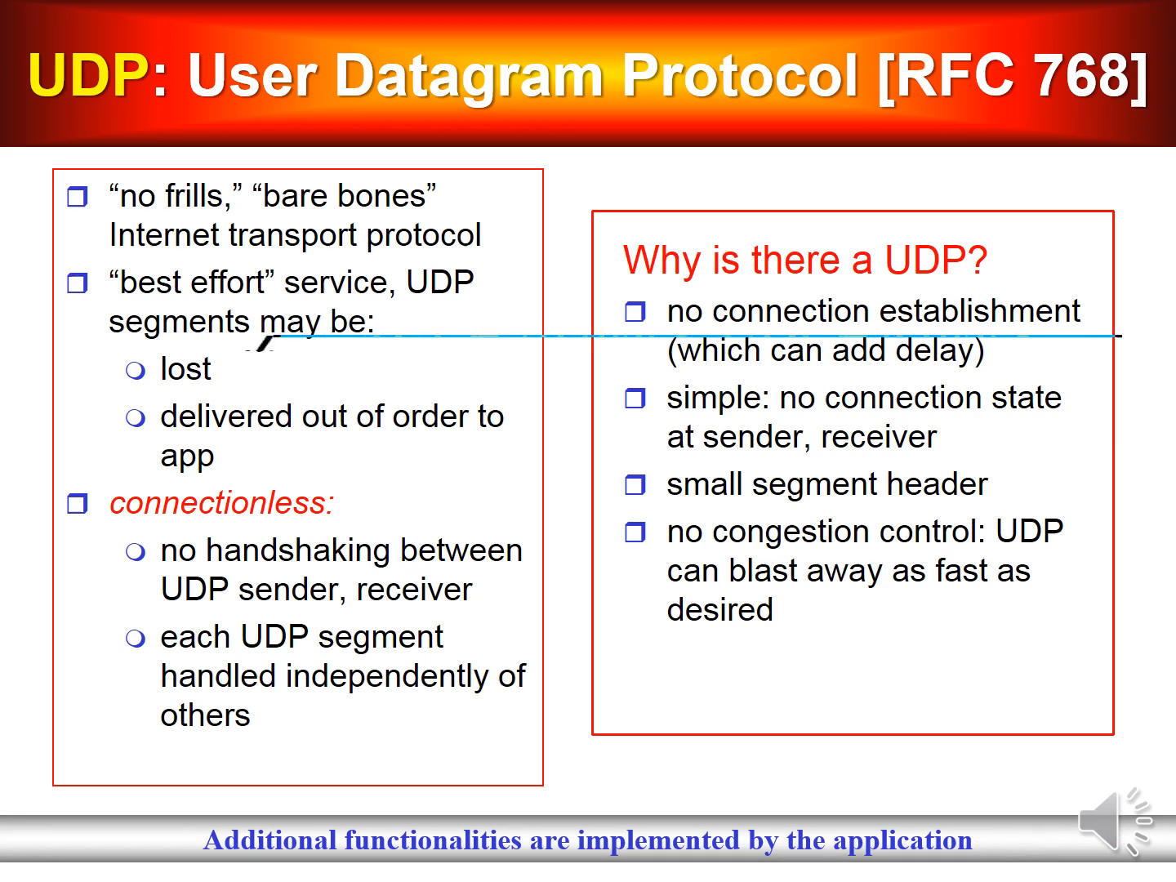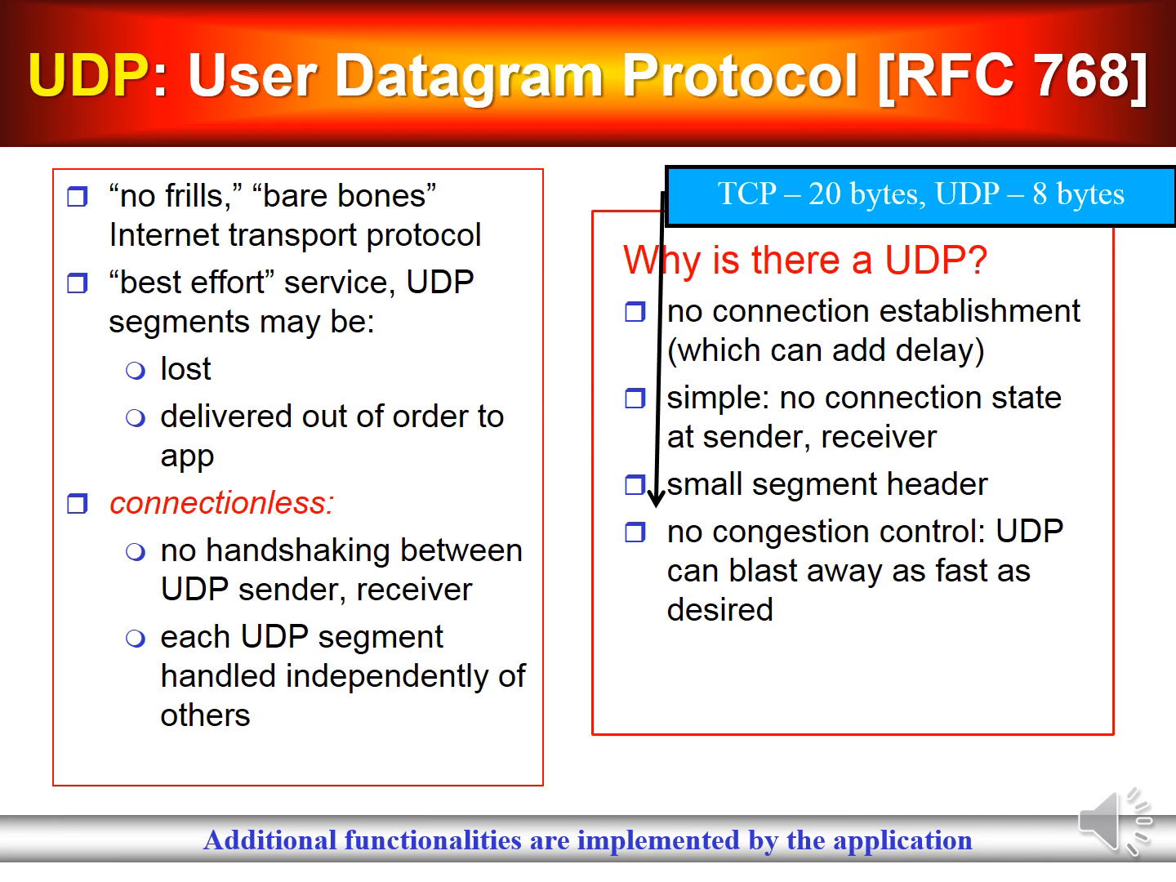UDP is the user datagram protocol: no frills, bare-bones, best-effort delivery. UDP segments may be lost or delivered out of order to the application. It is connectionless, with no handshaking between sender and receiver, and no connection is established. As the name implies, it is connectionless. Each UDP segment is handled independently of the others.